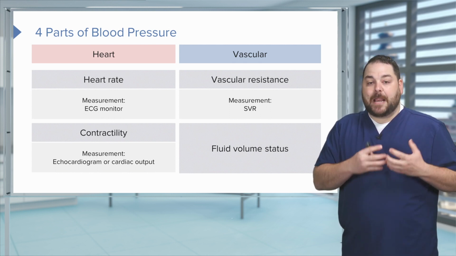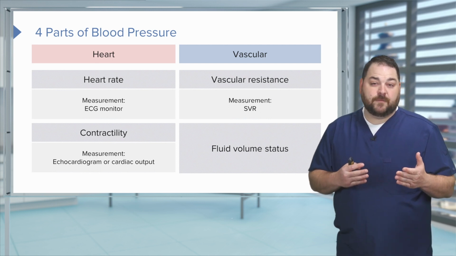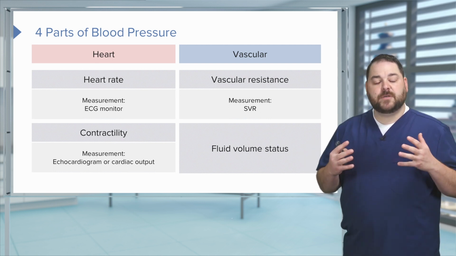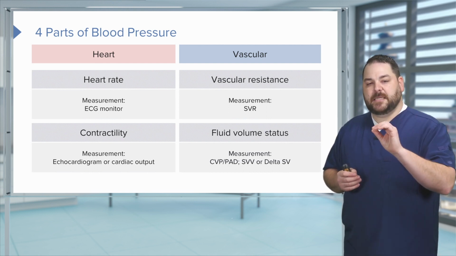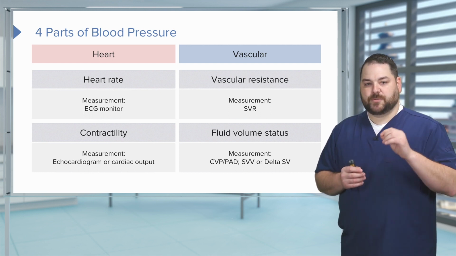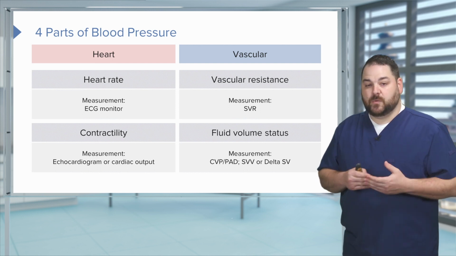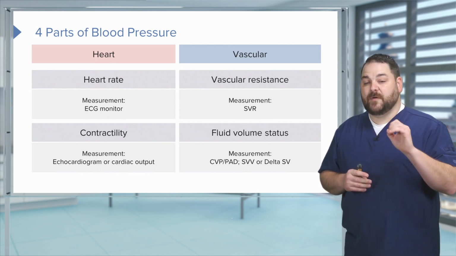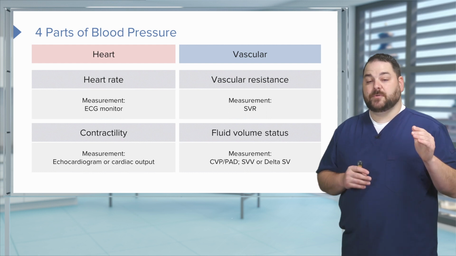How do we know if we're hypervolemic, normovolemic, hypovolemic, if we need fluid, if we need to take some fluid out? How do we know that? Well, remember we have our CVP and our PAD, our central venous pressure and our pulmonary artery diastolic pressure. Those are the pressures going into the right ventricle and into the left ventricle that can indicate fluid volume status. But we're going to use those as trending numbers, not as absolute numbers.